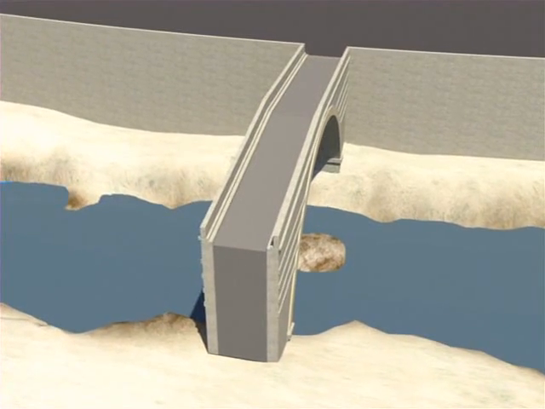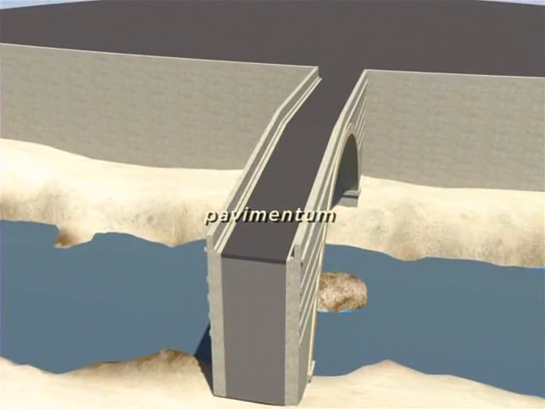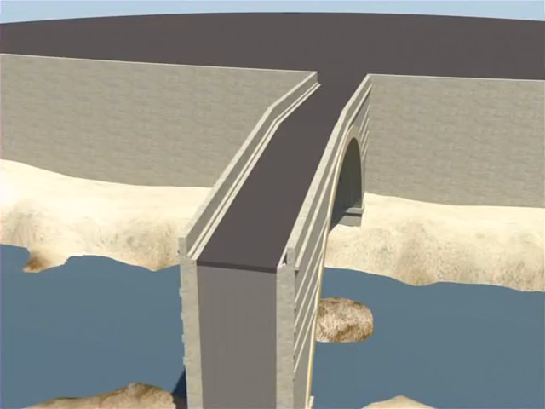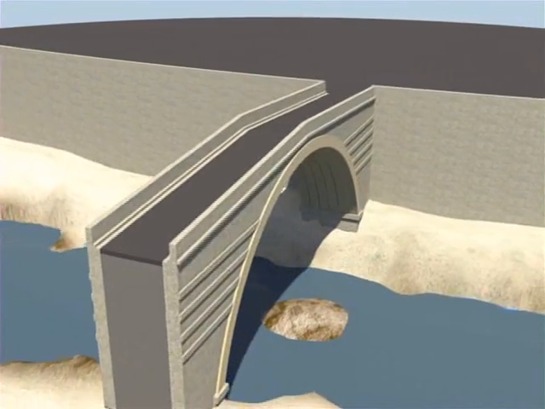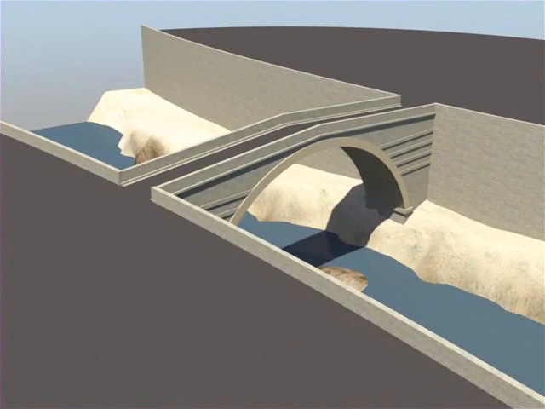And finally, we add the road surface, which the Romans called pavimentum, a layer of granular material like crushed stone and tile mixed with lime or cement. So now that we've identified the principal elements of this structural system, let's figure out how it works.